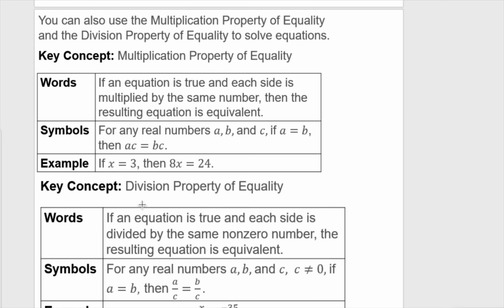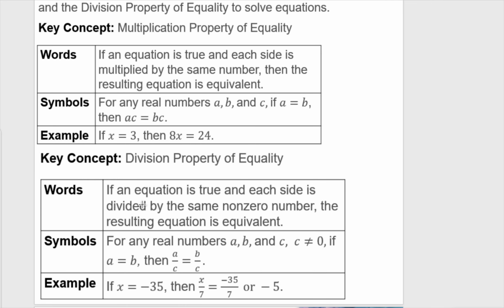The next part of our notes is going to be the multiplication and division property of equality. So again, we're just seeing that if an equation is true and each side is multiplied by the same number, then the resulting equation is equivalent. The same would be true for division.